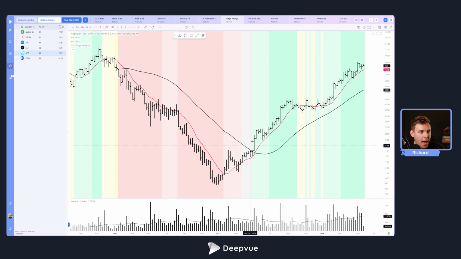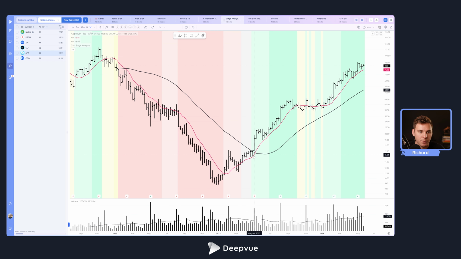APP is another strong example, started stage two way back in here and has been a really awesome stock, up 288% since then. And in Deepvue, you can run screens using the stage analysis criteria. So not only do we have the indicator here, but you can also screen for stocks in stage two, screen for stocks in stage four if you'd like to find some shorts. And this will show up right there on that screen.